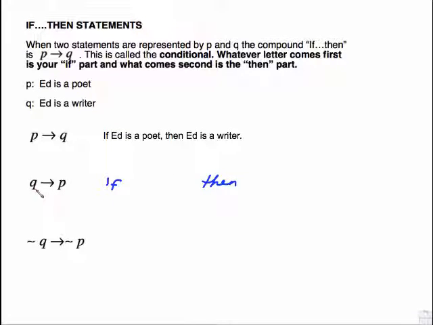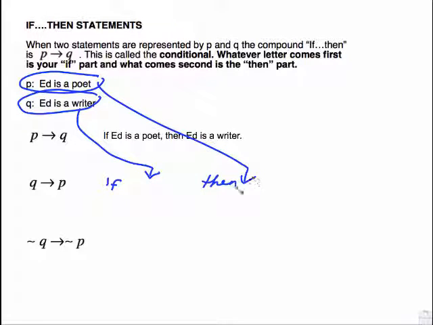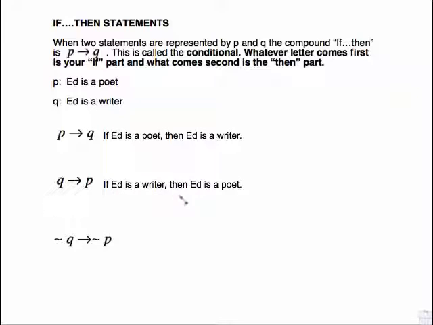But notice what's first here. Q is first. Therefore, Q is the if part. So if Ed is a writer, then Ed is a poet, which looks like this. If Ed is a writer, then Ed is a poet. Notice here we have tilde here and tilde there, so we're going to need a not with our Q and our not with our P.